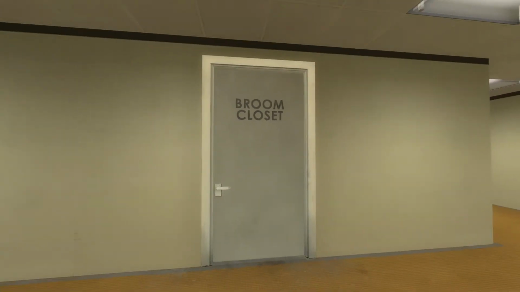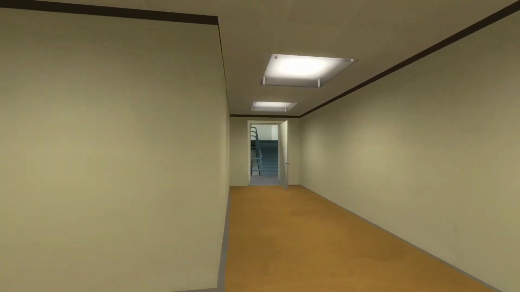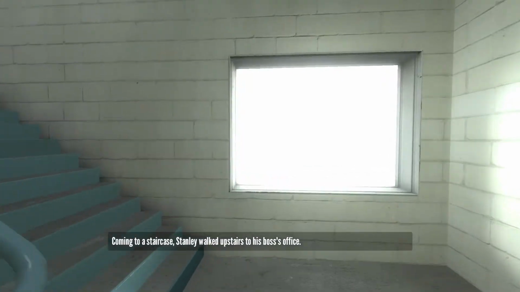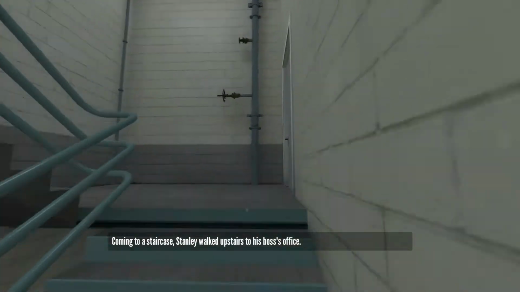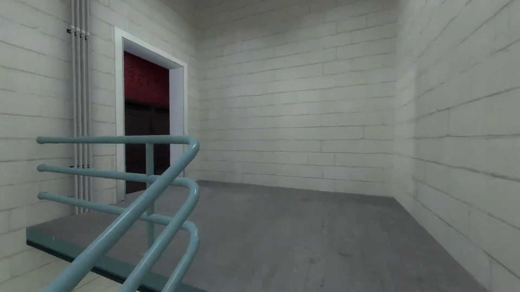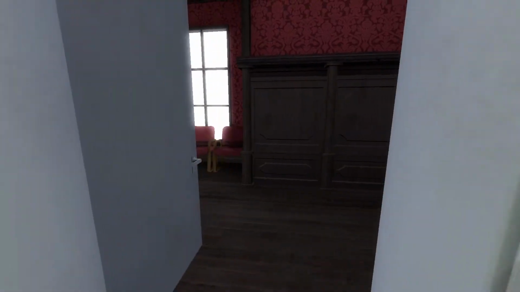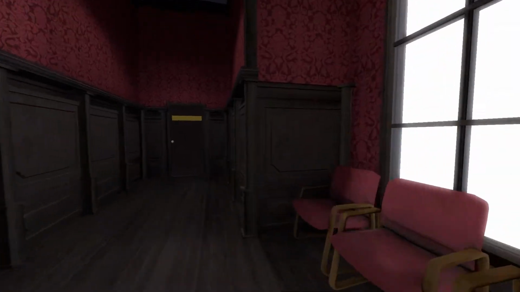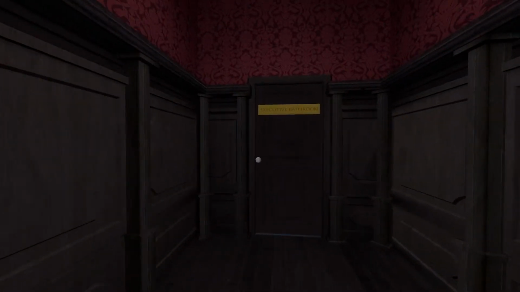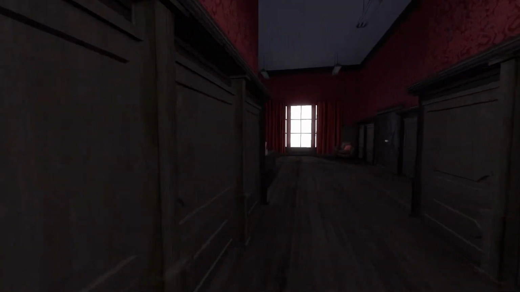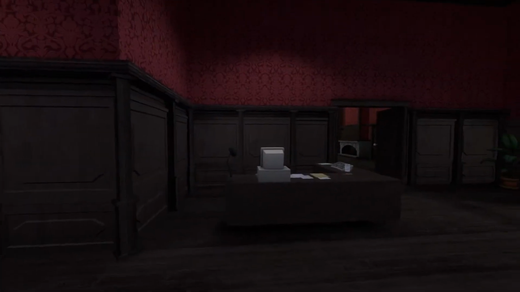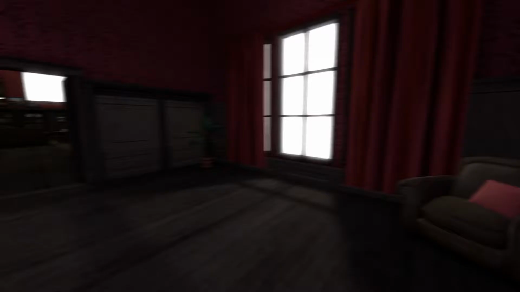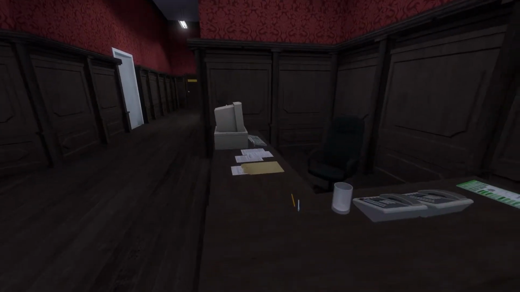Broom closet. We will get the broom closet ending after this. Coming to a staircase, Stanley walked upstairs to his boss's office. So let's do that. Again, I said I am getting the normal ending right now. I am not worrying about any other secret ending until after we get the normal ending.